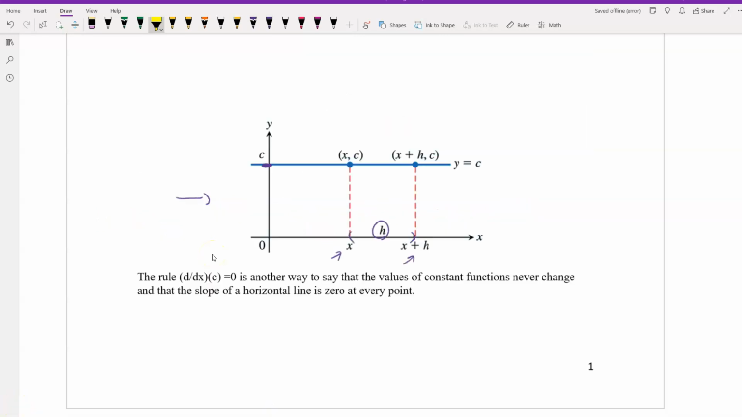The derivative of a constant being equal to 0 is another way to say that the values of constant functions never change. So what we had based on these 2 points, f of x was c and f of x plus h again was c. So that never changed, and what that means is the slope of a horizontal line is 0 at every point. So here we have this horizontal line and the slope is 0.